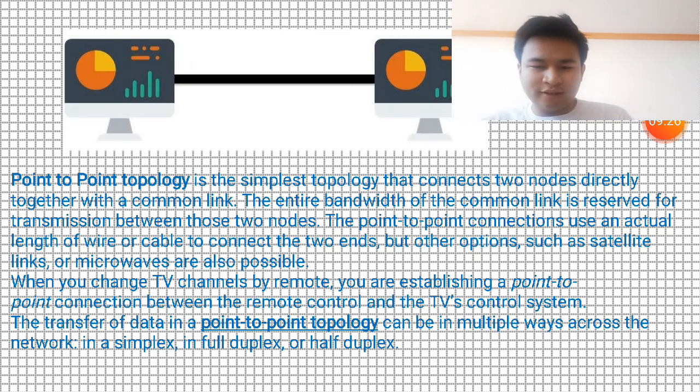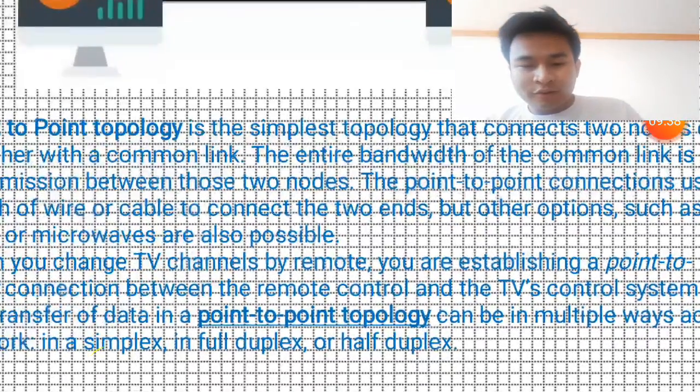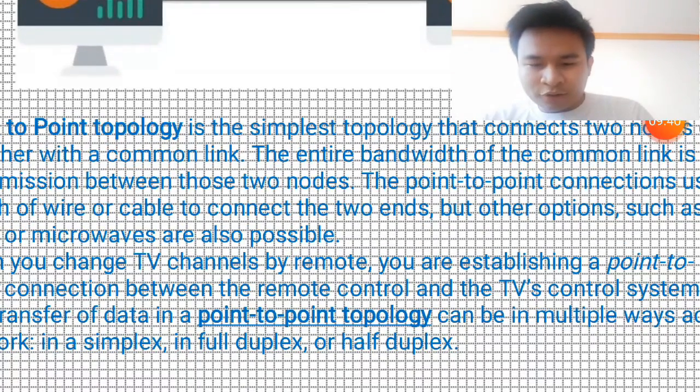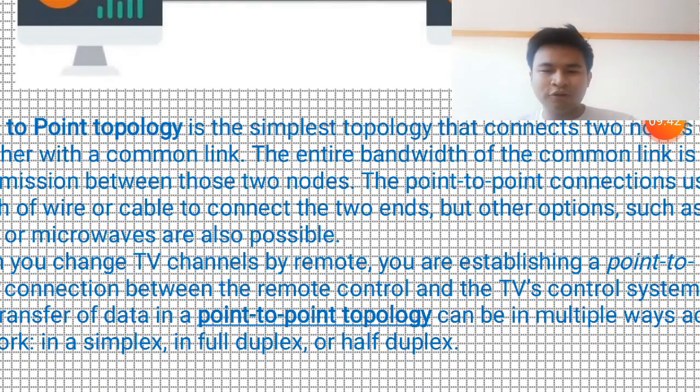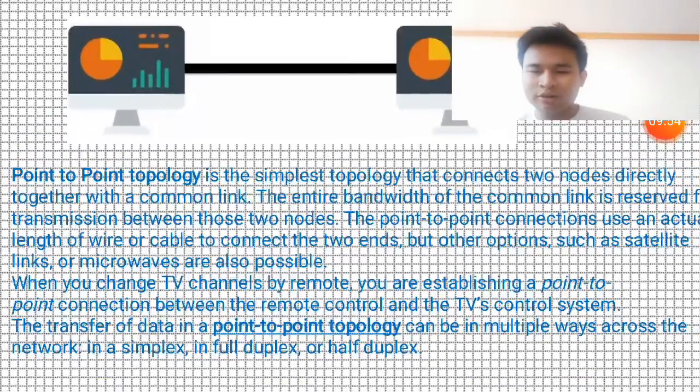The transfer of data in a point-to-point topology can happen multiple ways across the network: simplex, full duplex, or half duplex. Point-to-point topology is just like the description on my PowerPoint, just like the TV channel. By using the remote, you change the channel you want, channel 7, channel 2, channel 5, just like the TV.